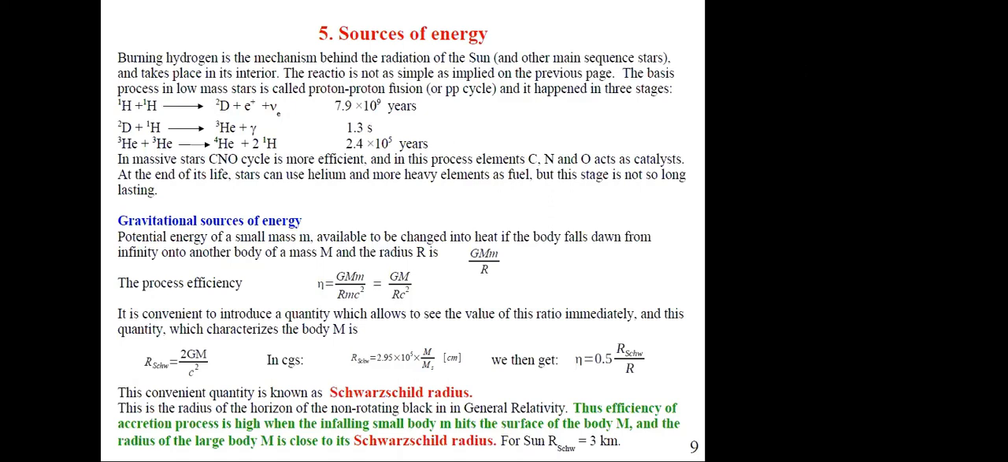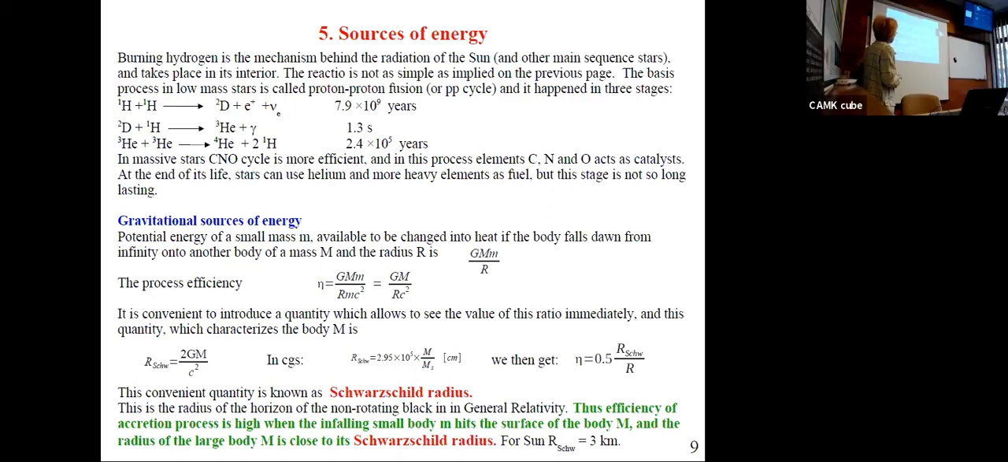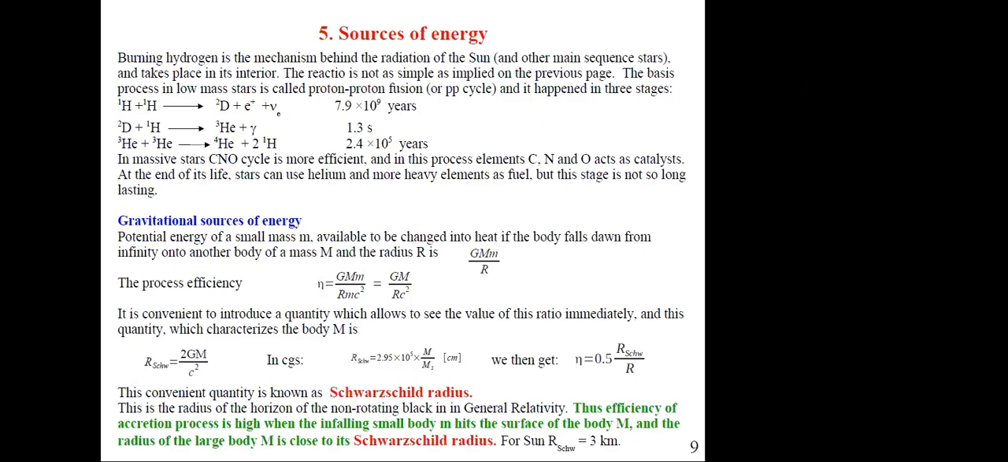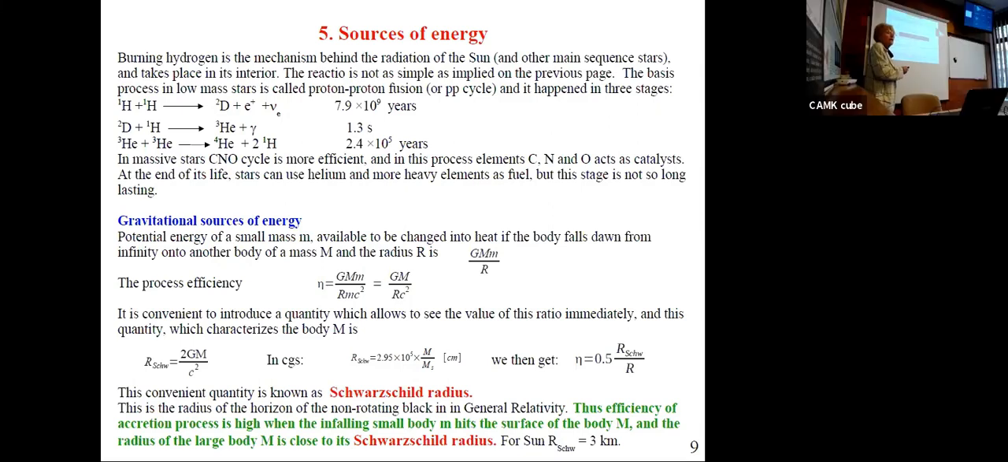We go to gravitational sources of energy, and we use again, is this a problem, an echo or not? Okay.